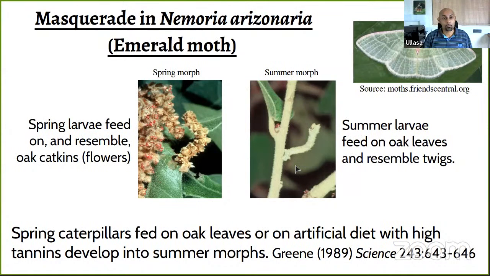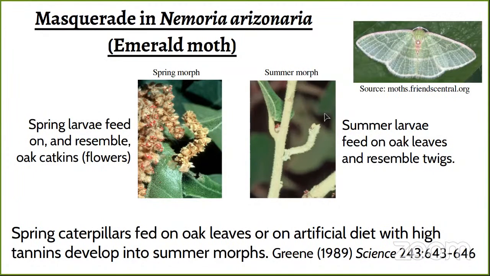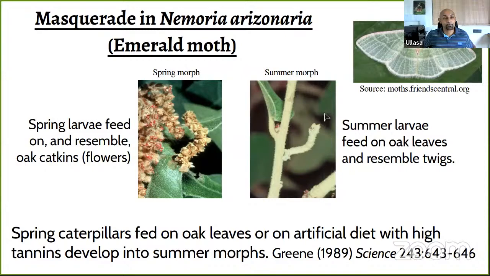So now, further experiments have shown that this is related to the tannin content. If you give them artificial diet with high tannin content, they develop into this kind of morph. So in nature, these two morphs are found in the spring season. So this, the flower masquerading morph, is found in the spring. This is found in summer. So this is a temperate butterfly, a moth. So here, during winter, these moths are not flying around.